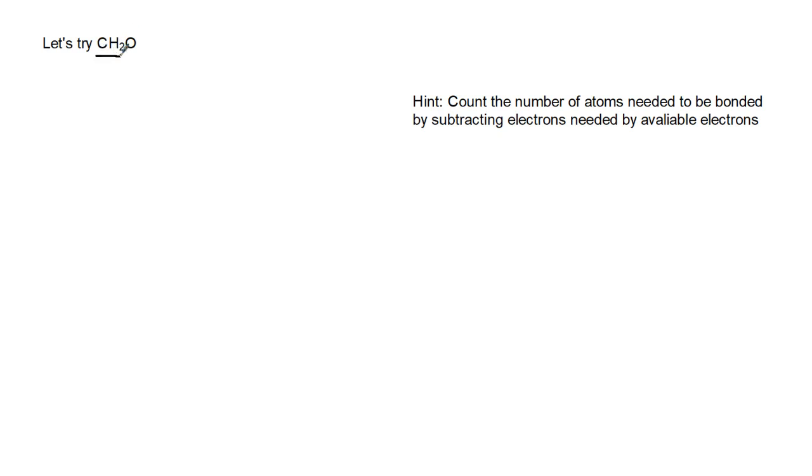CH2, we're going to focus on the CH2 first, and then our O is just going to be our sideline, right? So C is in the middle, and then H right here, and then H is right here, and then O is right here, right? So first of all, what's the total amount of valence electrons?